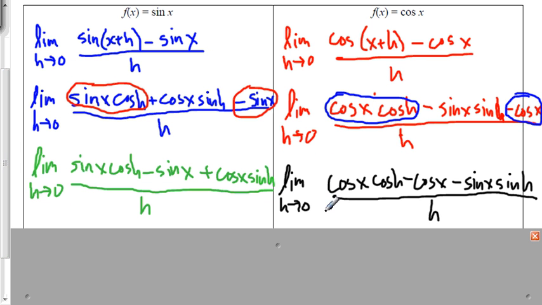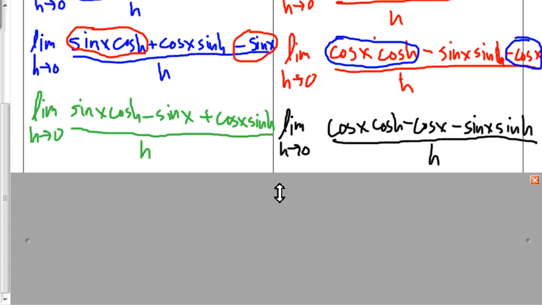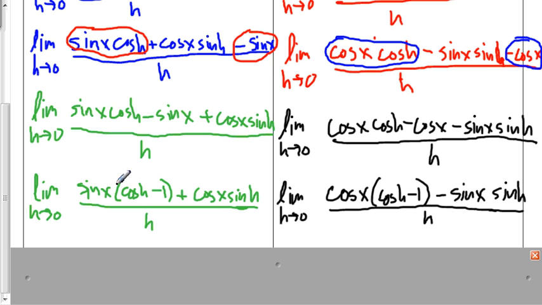So step one for each of these, I just rewrote it so I could get the like factors right next to each other. Now on the left side, let's factor out a sine x, and I'm left with cosine h minus 1 plus cosine x sine h, all over h. Over here I factor out cosine x from these first two terms, and I should see I have kind of the same thing. Hopefully you can start to visualize that we're going to get some of those special trig identities that we talked about earlier. So let's separate each into two fractions.